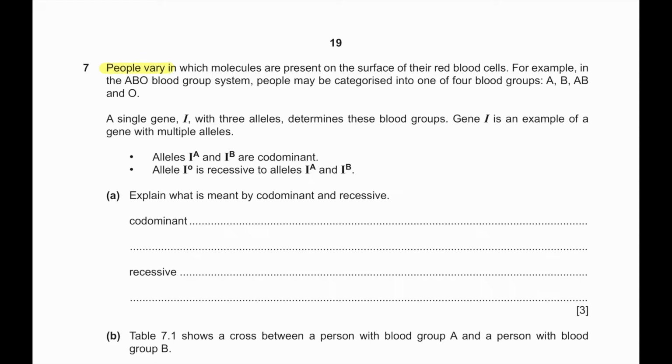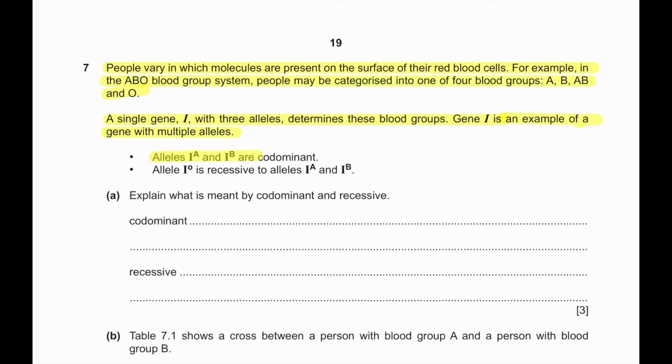Question number 7. People vary in which molecules are present on the surface of their red blood cell. For example, in the ABO blood group system, people may be categorized into one of four blood groups: A, B, AB, and O. A single gene I with three alleles determines this blood group. Gene I is an example of a gene with multiple alleles.